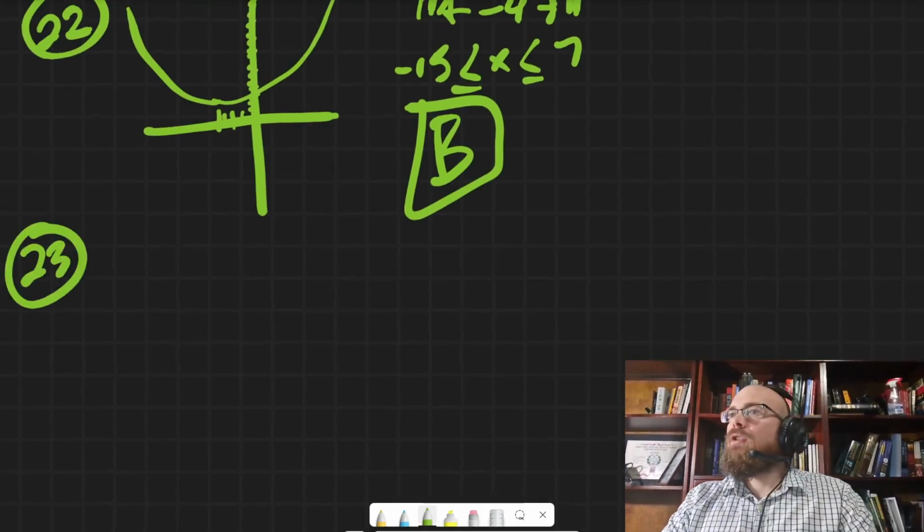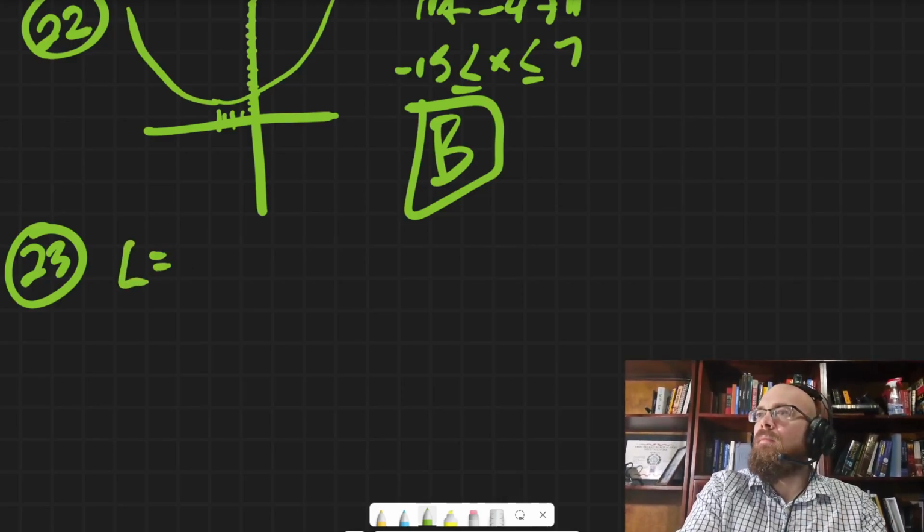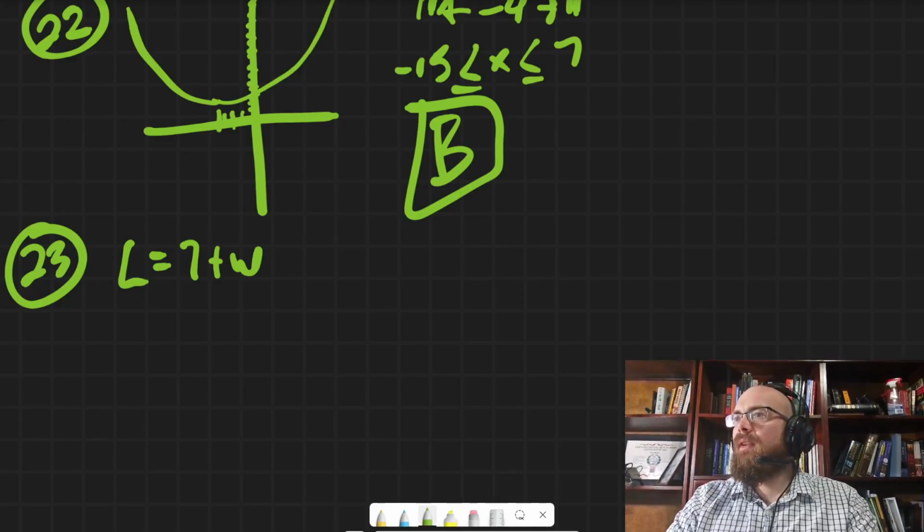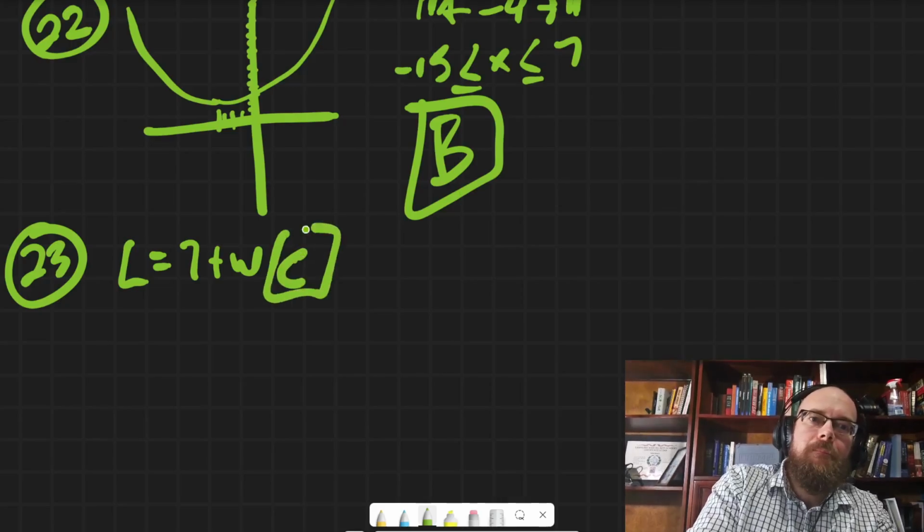All right. 23. Right rectangular prism. Okay, so a box. Height of 9. Length is x. 7 more than the width. In terms of the length. Okay. So if x is the length, and the length is x, it's just going to be 9 times x, and then the length is 7 more inches than the width. Yeah, so just be w plus 7. Okay, or x plus 7, I should say. So c. Okay.